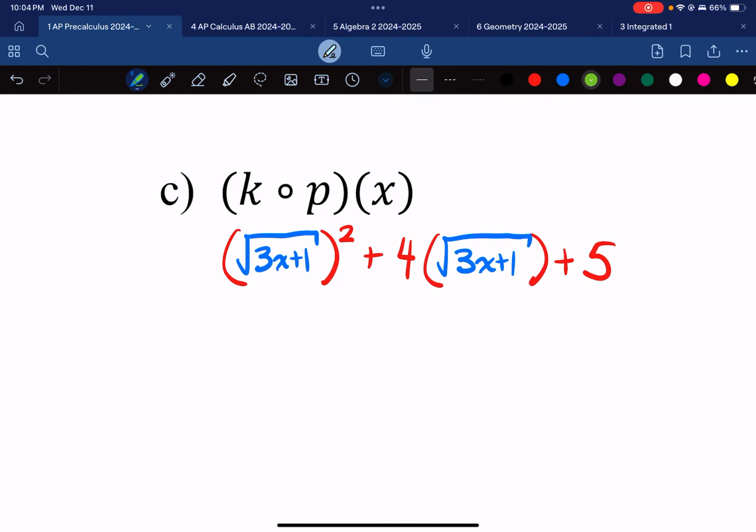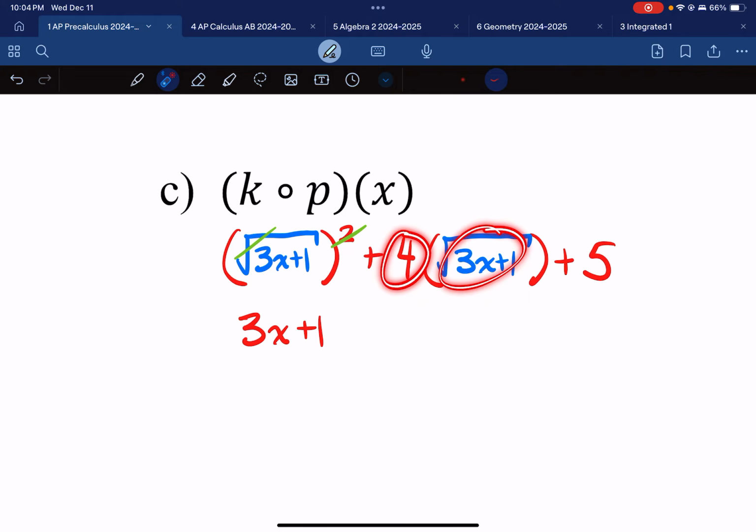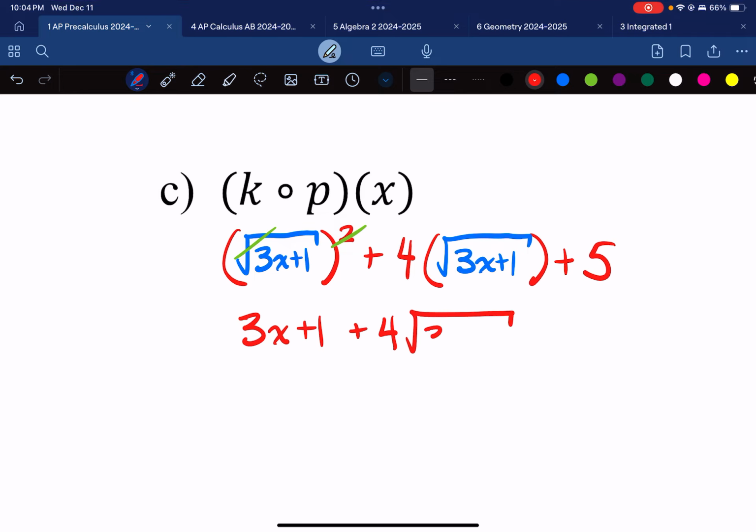All right, what I'm seeing here is a square and a square root cancel each other out. They are inverse operations, and I'm left with a 3x plus 1. And there's nothing you can really do here. If this was a radical, then I could distribute the radical into another radical. This is a non-radical and a radical. They can't do anything. They're just kind of stuck. So I have to say plus 4 radical 3x plus 1 and plus 5.